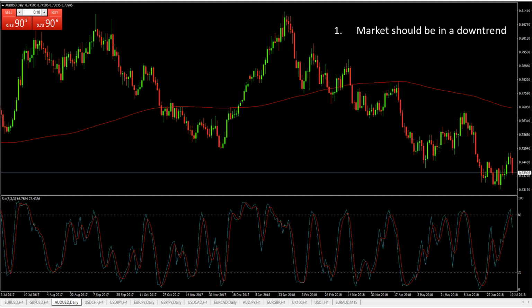So here is an example of the Aussie dollar daily chart. As you can clearly see, the market is in a downtrend, right? Then you wait for a pullback. As you can see, there are three examples here. First, the market is going down and then it pulls back. And then again, as a second example, it goes down and then it pulls back again. And then again, it goes down and then it pulls back. Then you need to see that at these points, stochastics is in an overbought position. In all these three cases, the stochastics is overbought.